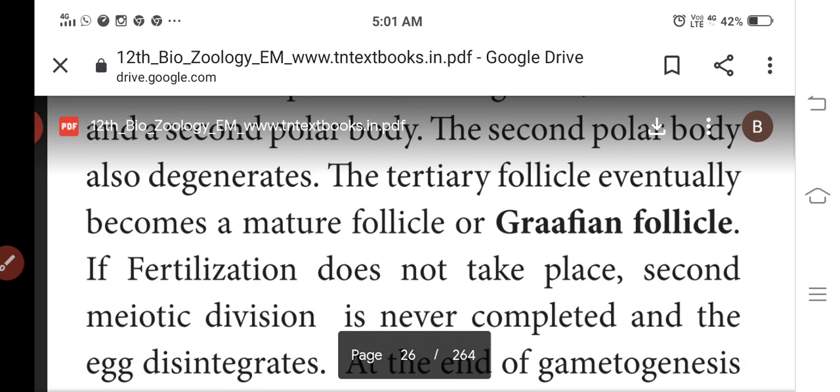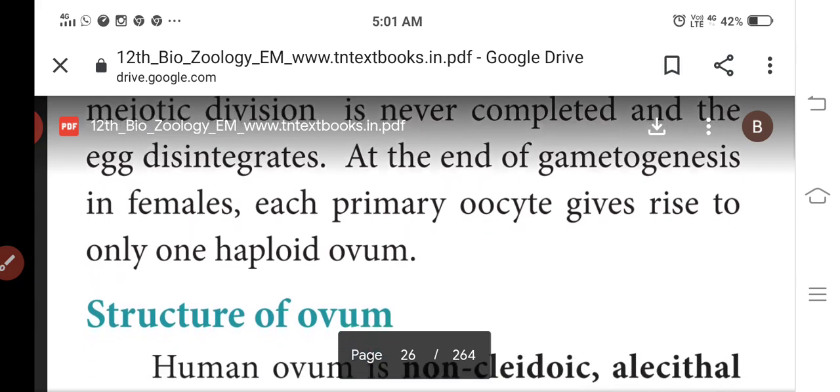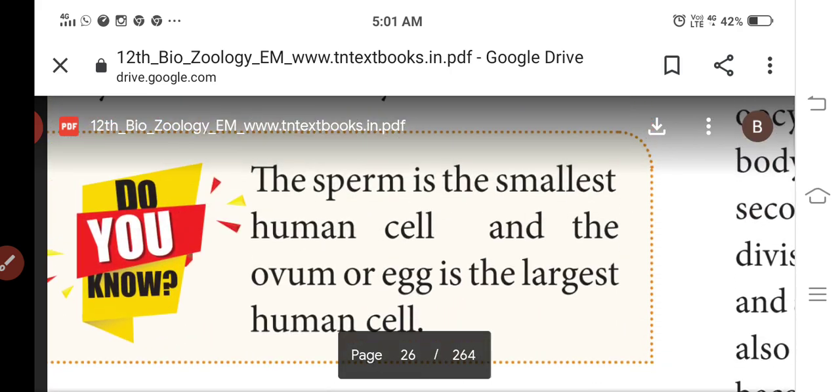The tertiary follicle forms the Graafian follicle. If fertilization does not take place, the second meiotic division is never completed and it disintegrates. That is gametogenesis in females. A primary oocyte gives rise to only one haploid ovum.